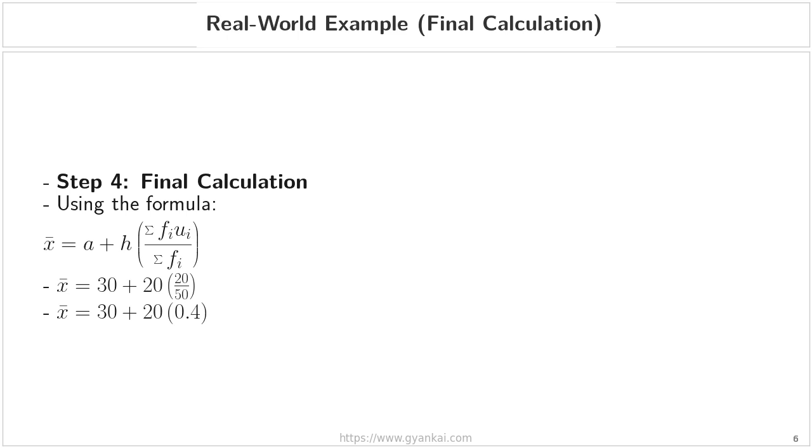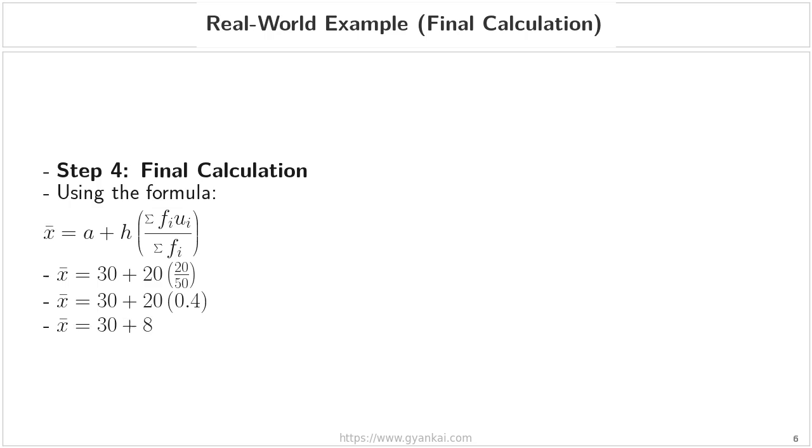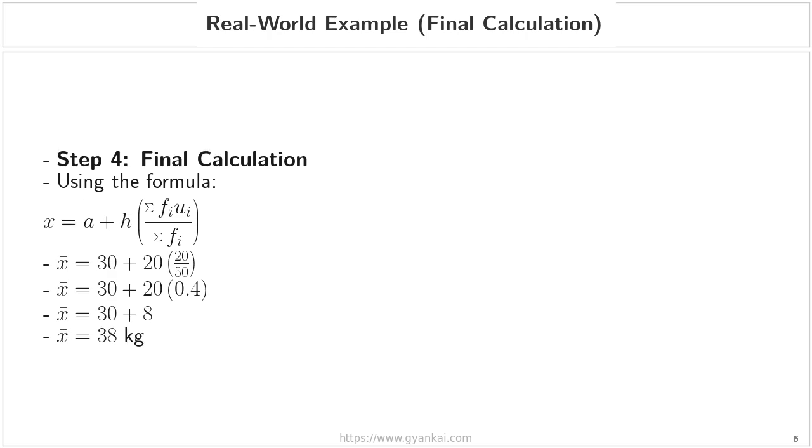To simplify this, let's first solve the fraction inside the parentheses. 20 divided by 50 gives us 0.4. Now, our equation is much simpler. X bar equals 30 plus 20 multiplied by 0.4. Next, we perform the multiplication. 20 times 0.4 equals 8. This leaves us with a very straightforward addition, 30 plus 8. As you can see, our final result is x bar equals 38 kilograms.